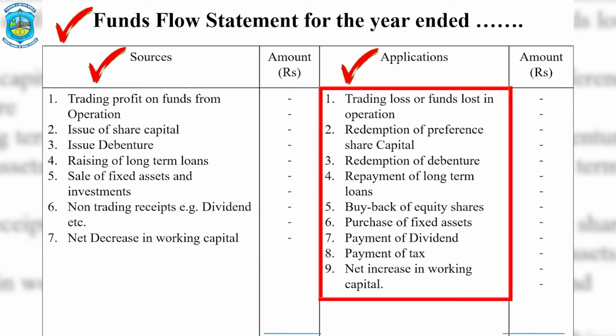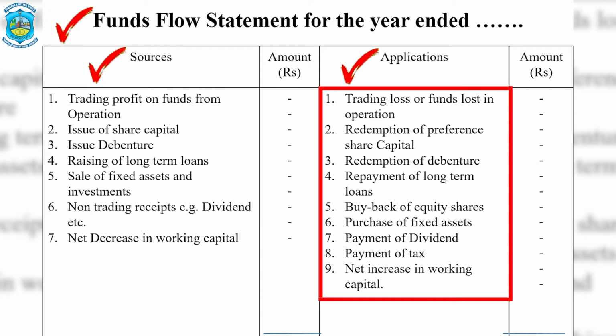Now students, we will understand here the second part of this funds flow statement, that is application side. In this application, first of all, this funds lost in operation, this application shows actually how we are just incurring funds in our business. So the first and most important point is what? This is funds lost in operations. Okay. Then redemption of preference share capital, redemption of debentures, repayment of long-term loans.